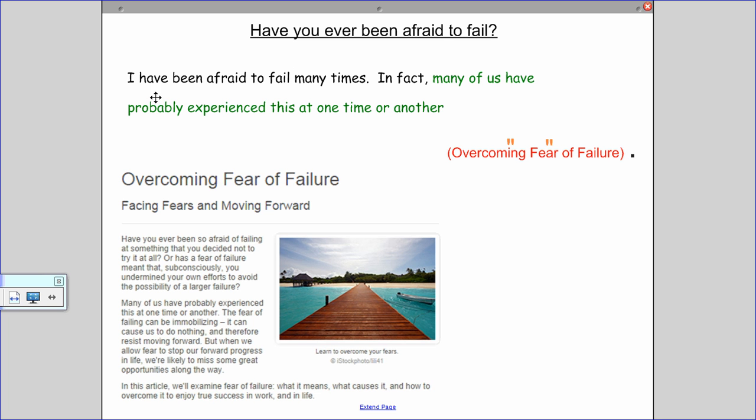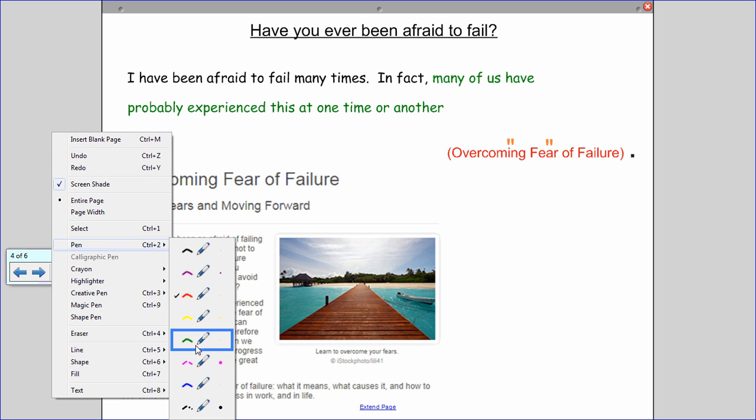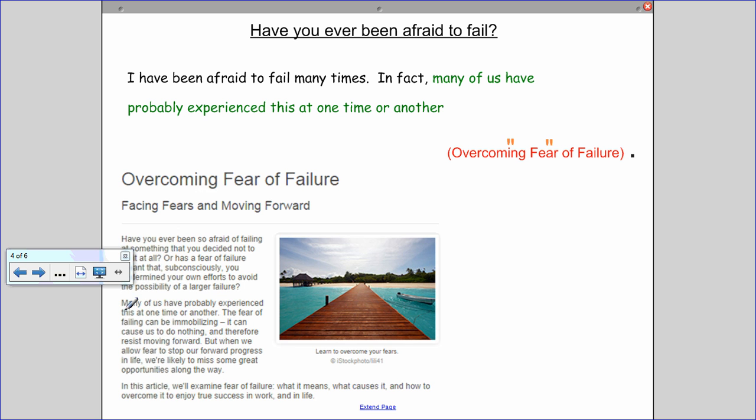And my response to that might be, yes, I have been afraid to fail many times. That is my information. I didn't get that from the text. But now I am going to say something that was in the text. In fact, many of us have probably experienced this at one time or another. You'll notice I got that information right here. Many of us have probably experienced this at one time or another. Ooh, got a little crazy with the pen there. So this part right here is copied, word for word, exactly from the text.